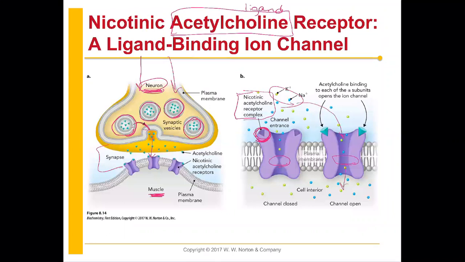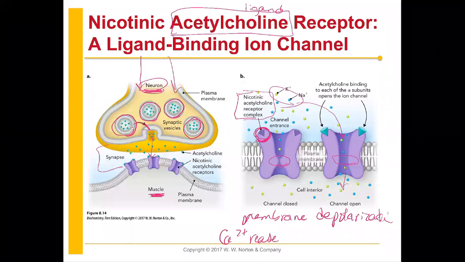When sodium and potassium ions flow into a muscle cell, what's going to happen? You're going to have membrane depolarization. When you have membrane depolarization, do you remember what happens in a muscle cell? We talked about this. You have calcium release from the sarcoplasmic reticulum.